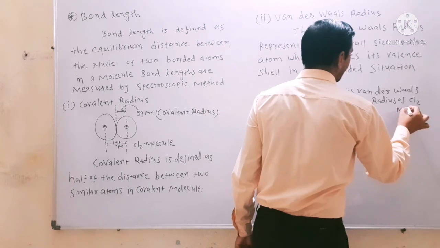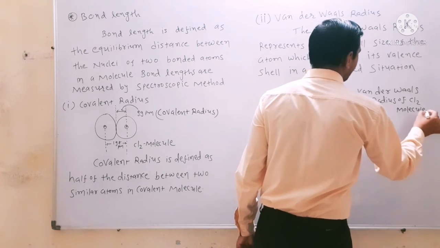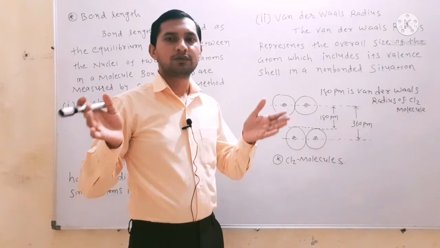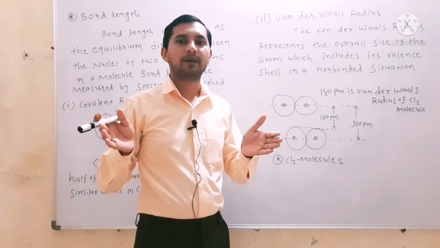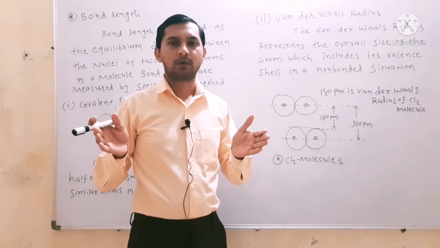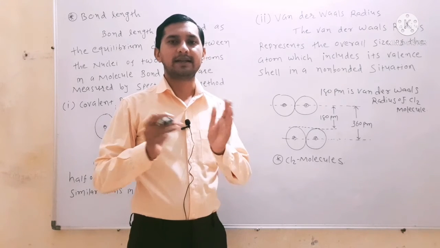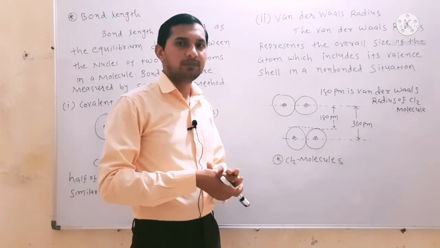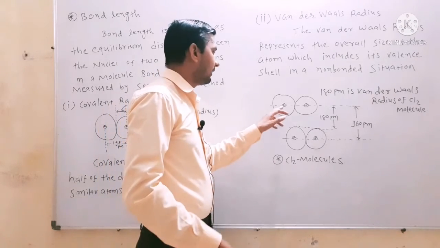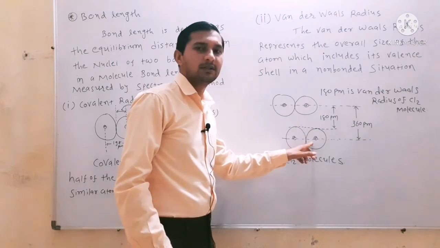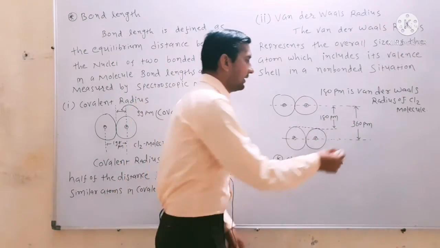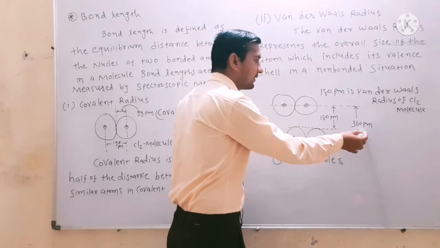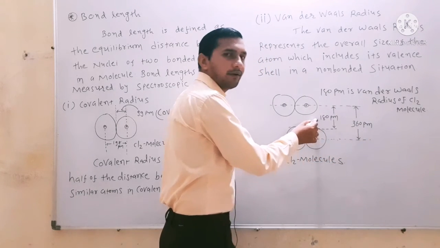This is the van der Waals radius of the chlorine molecule. So what is van der Waals radius? Between two Cl2 molecules, no chemical bond takes place. Therefore, only van der Waals force arises between two gaseous Cl2 molecules. If the distance between the nuclei of these two molecules is 360 pm, then half the distance is 180 pm.